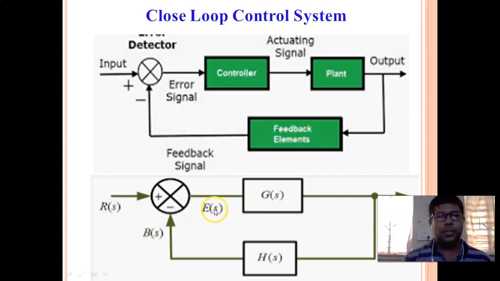E(s) is the error signal given to G(s), and G(s) produces the output, which is C(s). C(s) is again given to H(s), the feedback element, and this feedback goes back to the error detector. So this is all about the closed loop control system. Thank you.